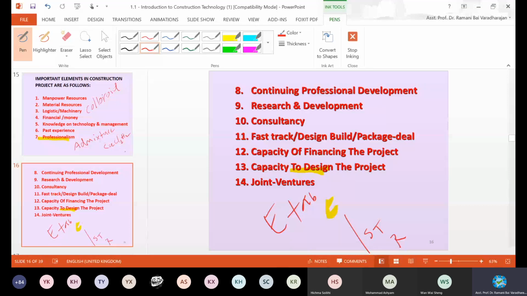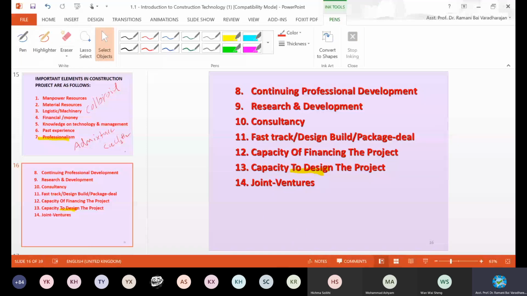Like that, you should know what all the design software existing are, what software you can use to conveniently design your project. That is what capacity to design the project means.